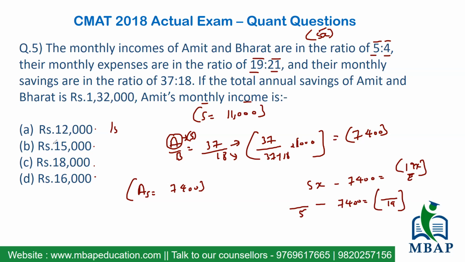Have a look at the options: 12,000, 15,000, 18,000, and 16,000. You can manually check any one of them. You'll see the final answer is going to come out of the evaluation of 15,000. Why? 15,000 minus 7400 will give you the value 7600. 19 4s are 76. So this is the value which is divisible by 19. Hence, I'm going to mark option B as the final answer for this question.